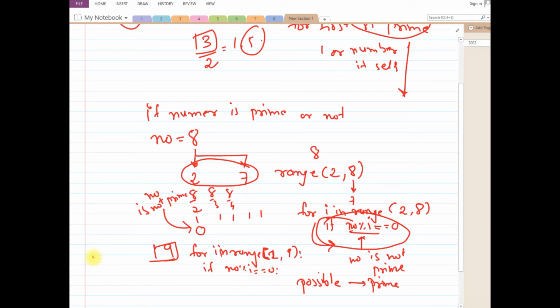So initially my i would be 2. 9 divided by 2 is 4.5. That means in this case 9 modulus 2, I'll get remainder 1. That means there is a remainder, so it is possible that the number is a prime number. Now again, if I check it with the next number, that is 3, I'll get remainder 0. So here now I can say the number is not prime.